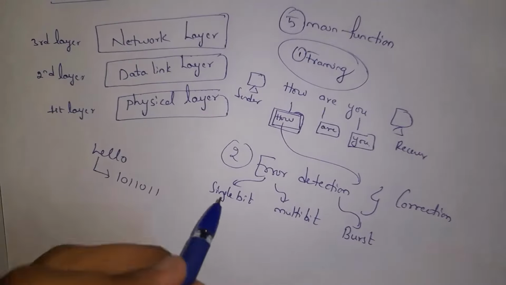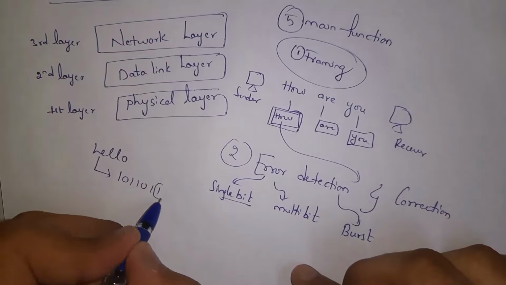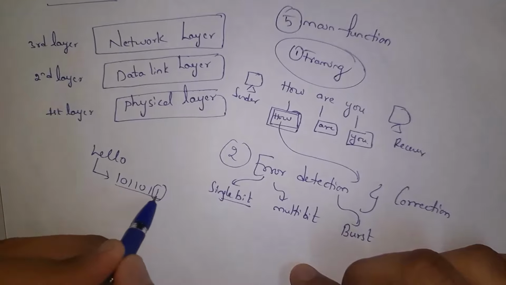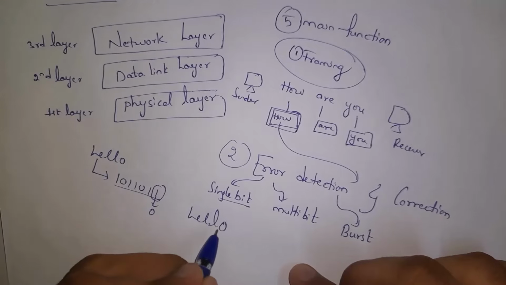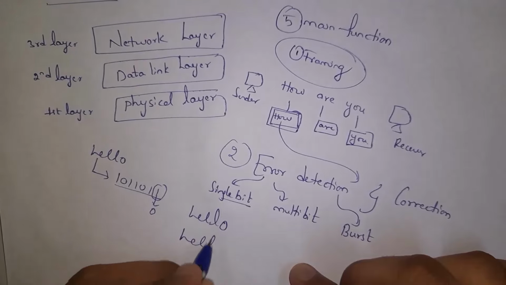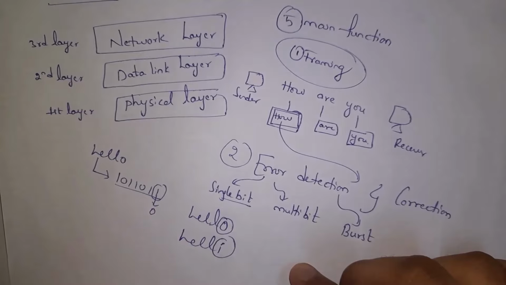For example, single bit error means only one bit will be changed in message due to some noise. For example, due to some noise, this 1 is changed to 0. So whenever there is single bit change, receiver will receive wrong message. So instead of hello, due to single bit change, person will receive message like HELLI. In place of O, person will receive I due to single bit change.